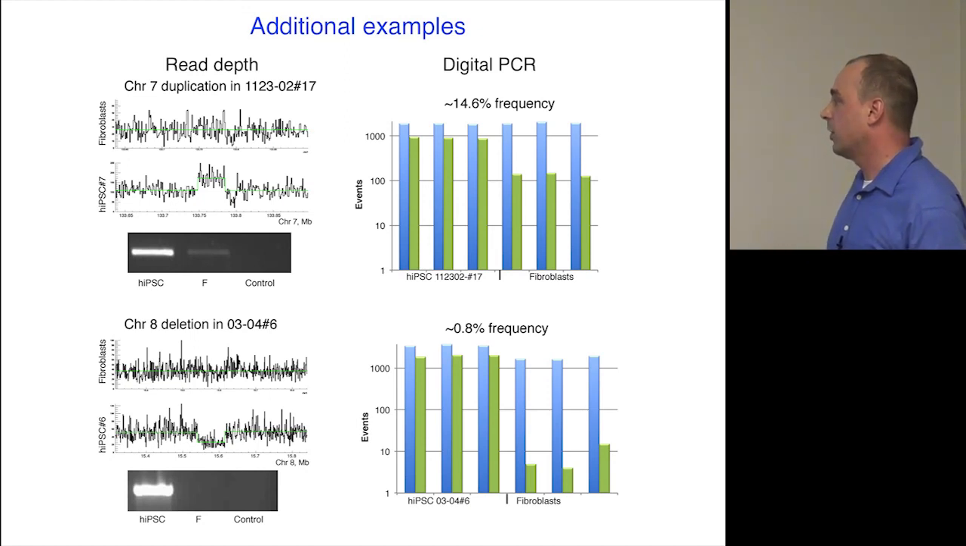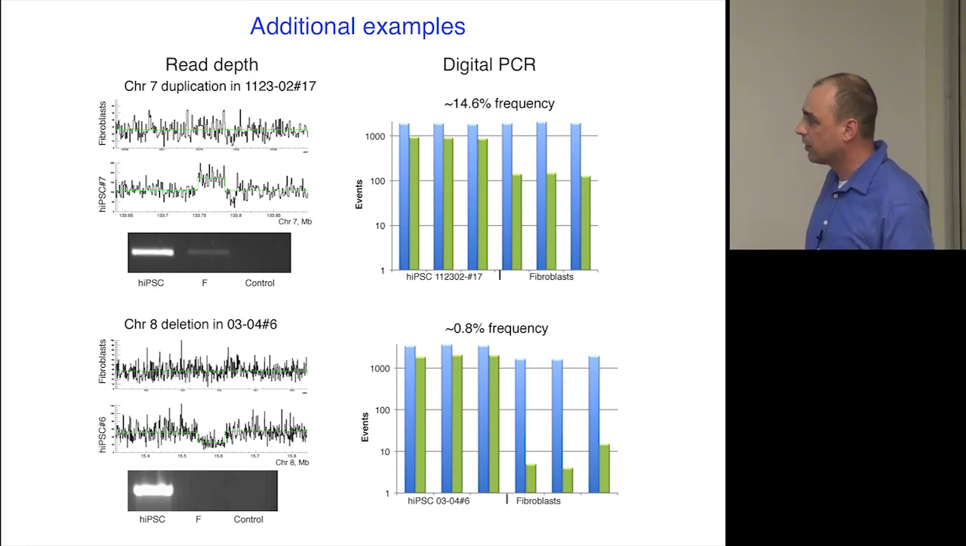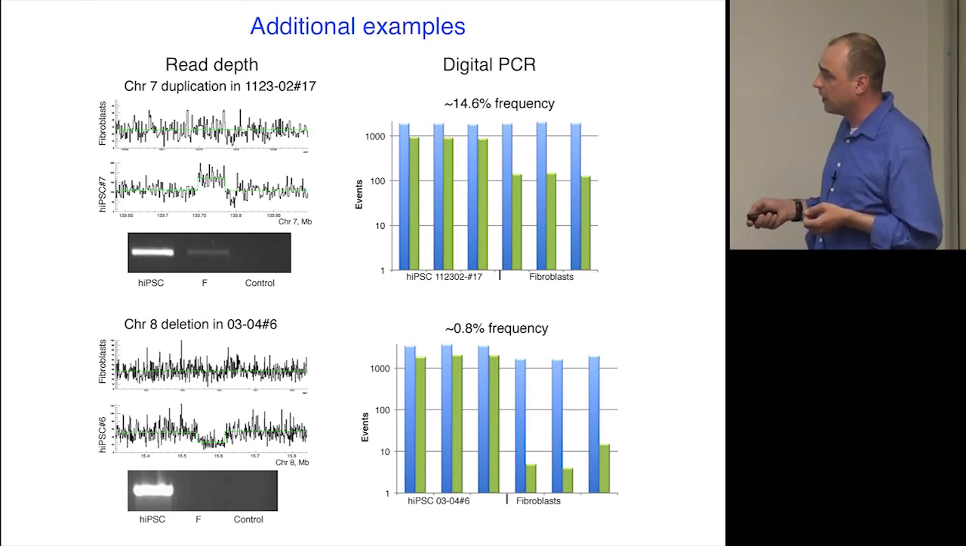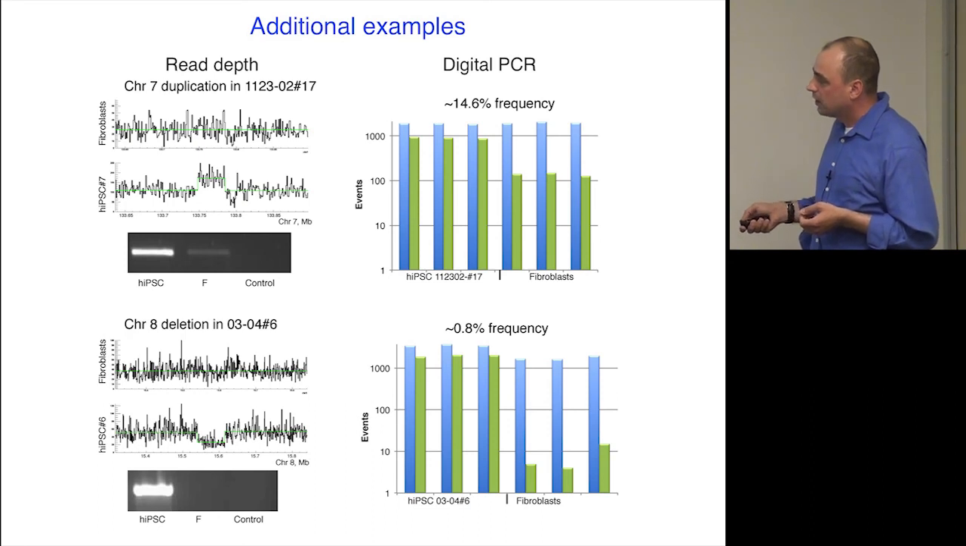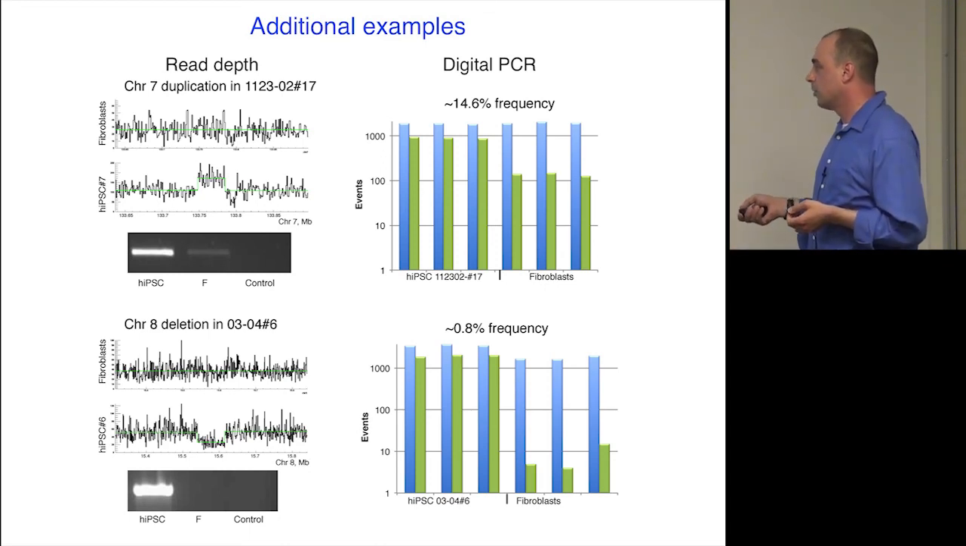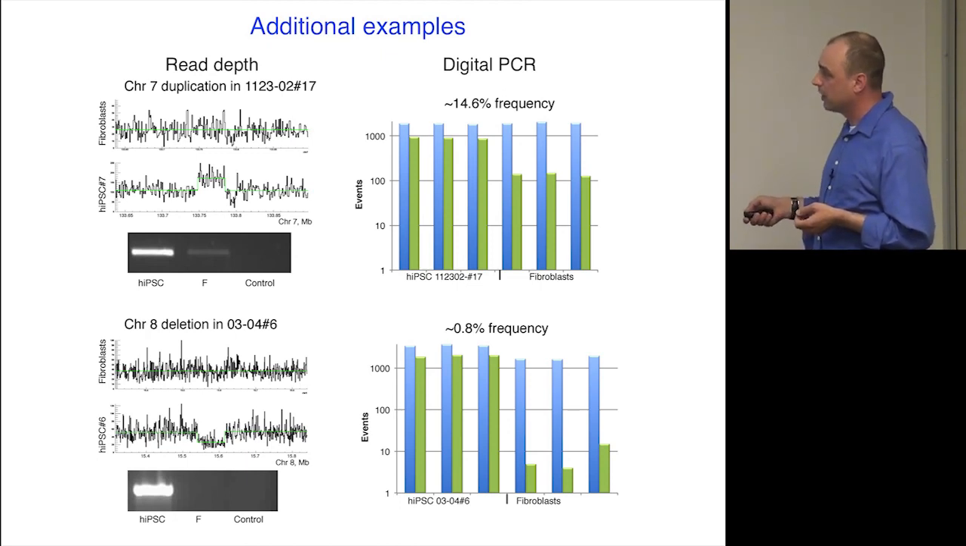And this is the other extreme of our distribution, where it's a deletion on chromosome 8. Nothing visible in the fibroblast genome in that locus. A clear deletion in the CNV mapping from this one IPS line, strong PCR signal. In this case, we got no PCR signal for the fibroblast DNA, so we thought, well, this might be one case where it is actually an artifact of the tissue culture. But then digital PCR was able to pull that out and come up with a very low frequency. Only about 1% of the cells in this fibroblast culture have this particular CNV, so you can't even see it with regular PCR.